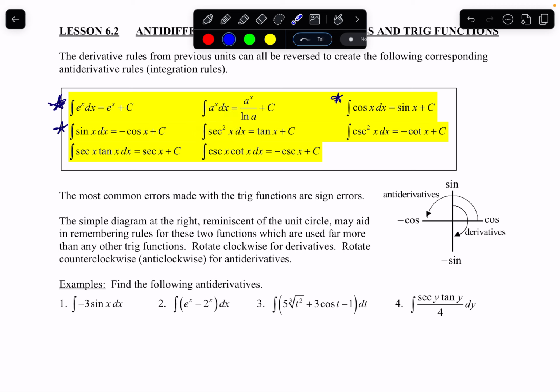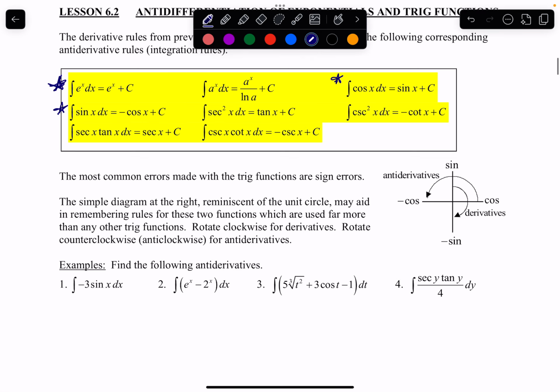If you integrate cosecant squared, you get negative cotangent. The secant tangent gives you secant. Cosecant cotangent gives you negative cosecant. So the three to memorize are definitely those three that I starred for you. The rest of them would be great to know, but definitely aren't something you're going to see a lot.